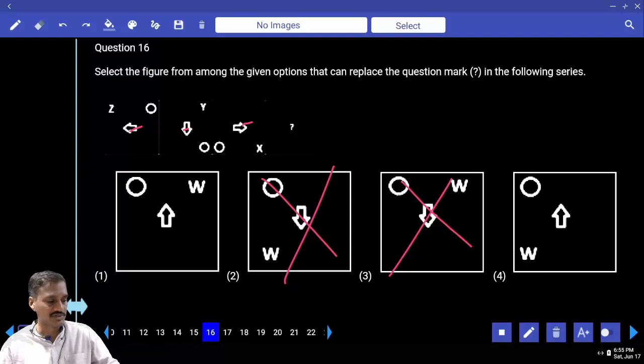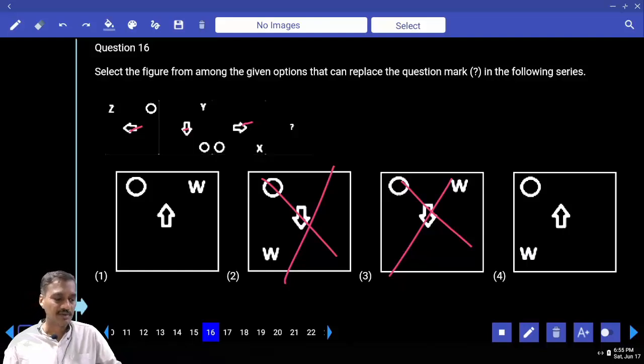Now we need to find out this W. When W is there, there is no other element, right? And where should this W go? Now this W, in every case, we are getting a new element at which place?